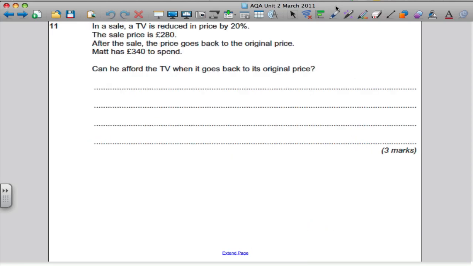Question 11 says that in a sale, a TV is reduced in price by 20% and the sale price is £280. After the sale, the price goes back up to the original price. Matt has £340 to spend. Can he afford the TV when it goes back to its original price? So we have to find what this original price is.